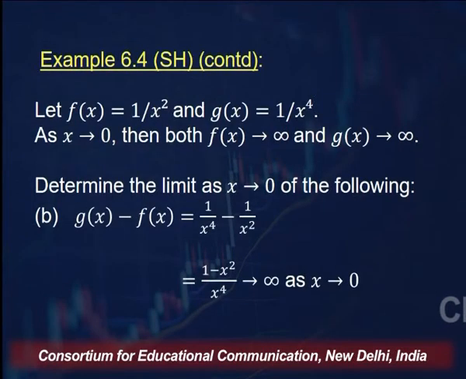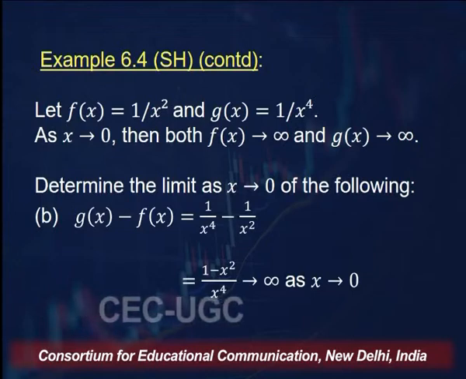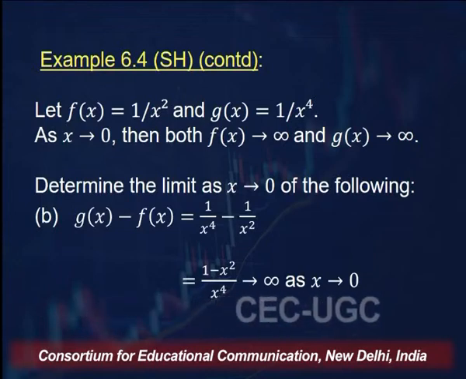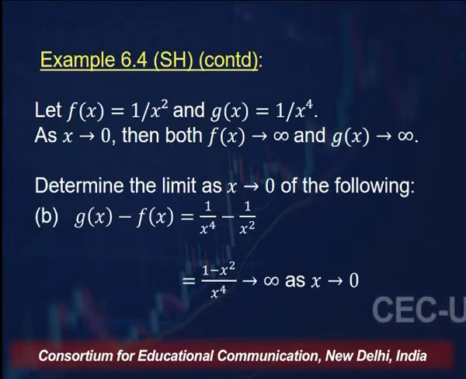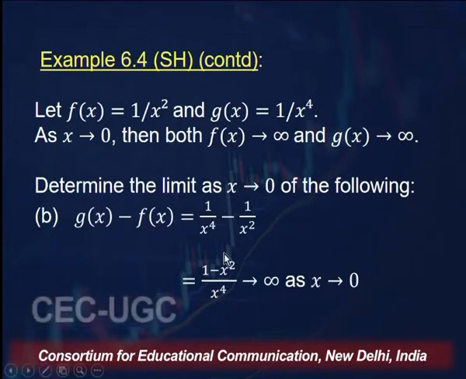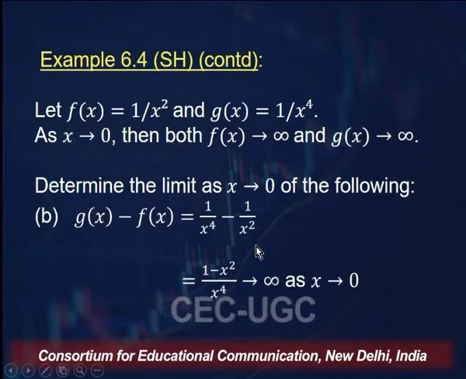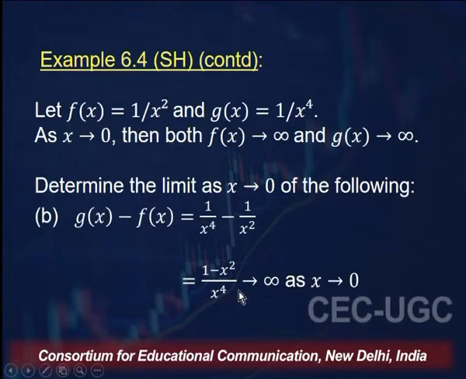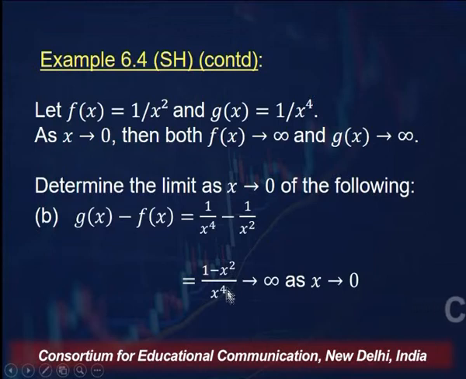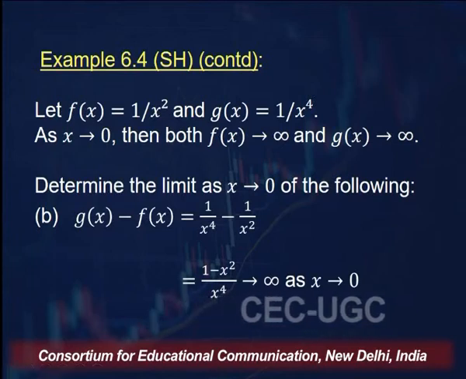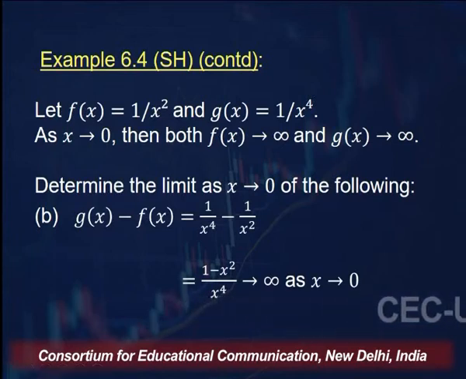Now, look at the second part of this question. This is asking you to investigate the limit of g of x minus f of x as x tends to 0, and that is going to be 1 by x to the power 4 minus 1 by x squared. If I simplify this expression, I get (1 minus x squared) divided by x to the power 4, which tends to infinity as x tends to 0.